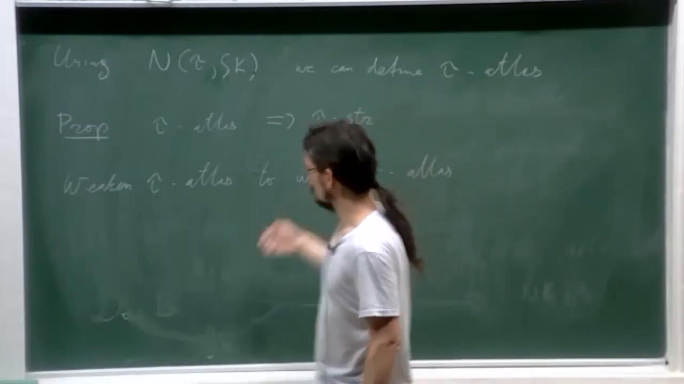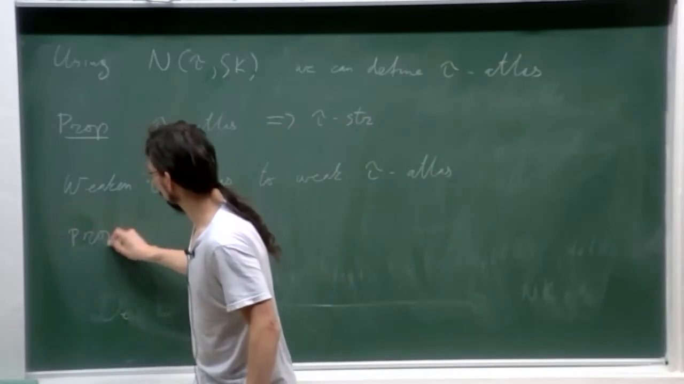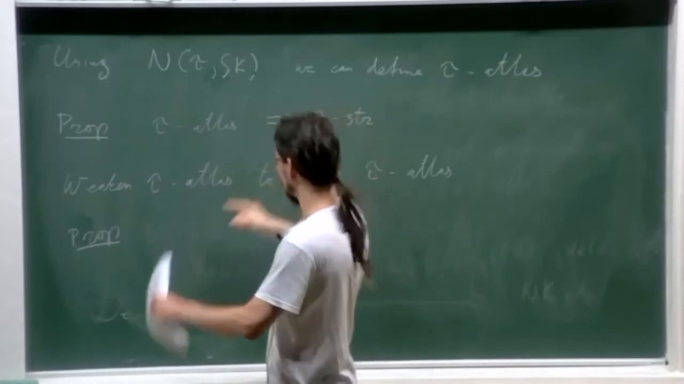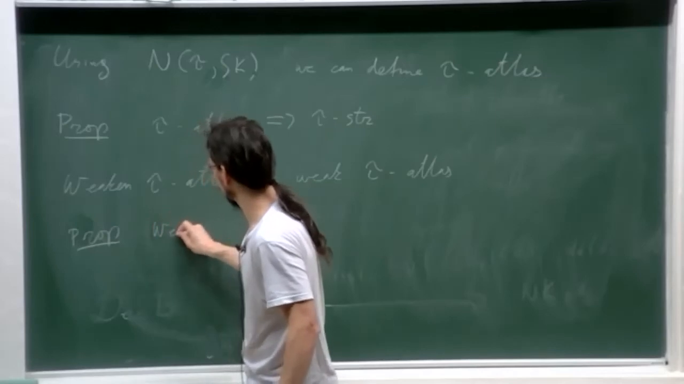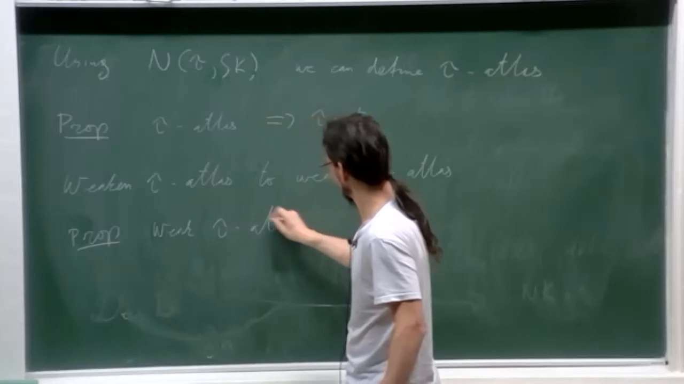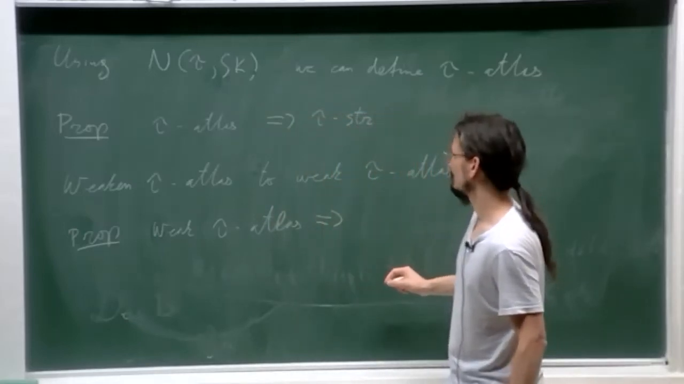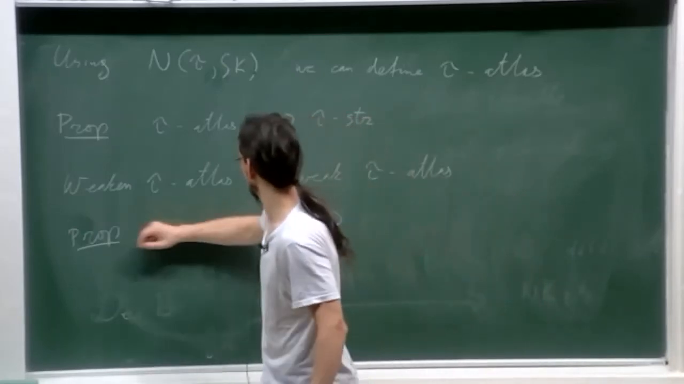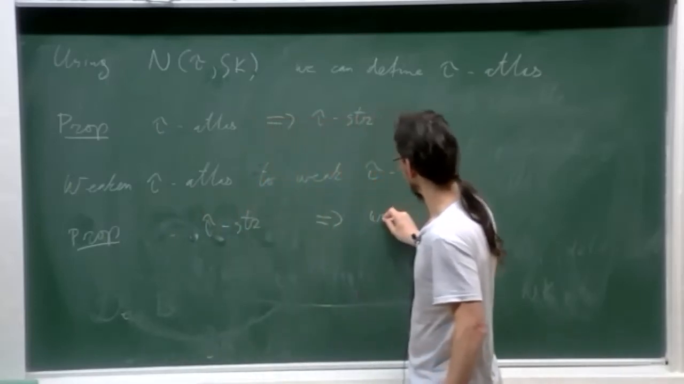And then we could show, as in another proposition, that if you have a weak tau atlas, then you get... wait, no, if you have a tau structure, then you have a weak tau atlas.